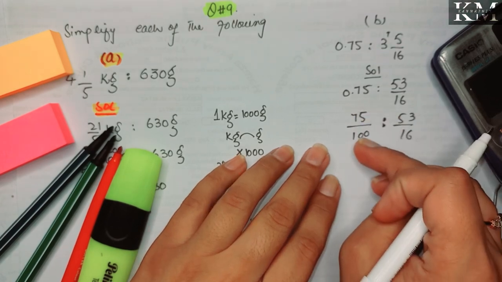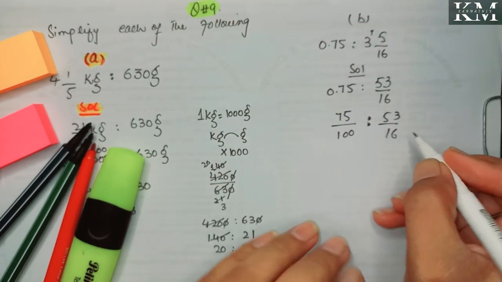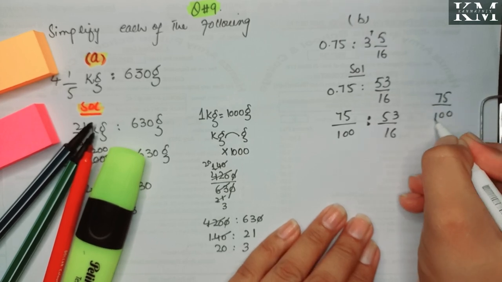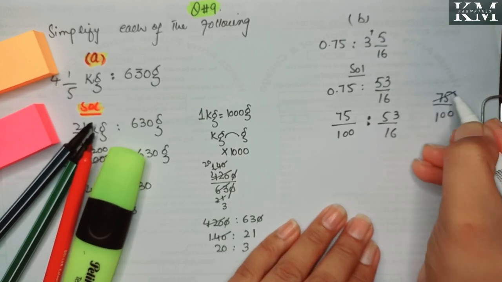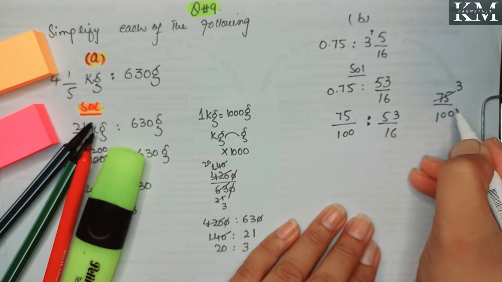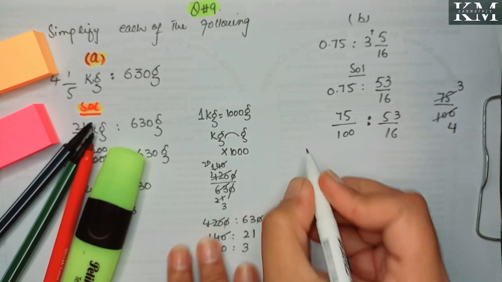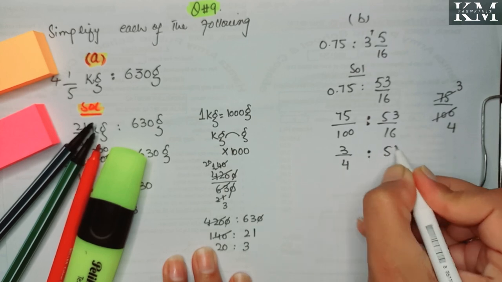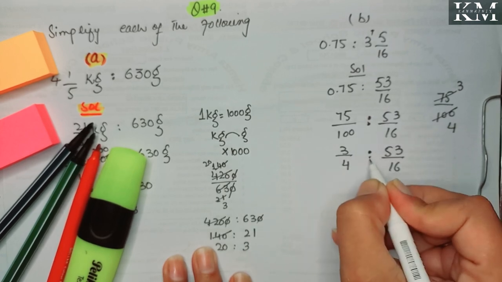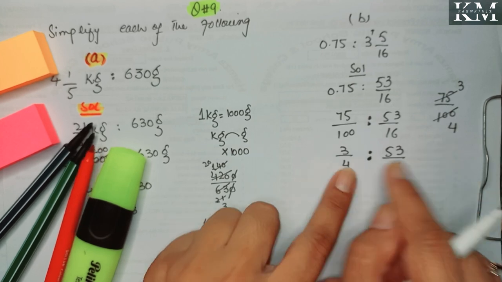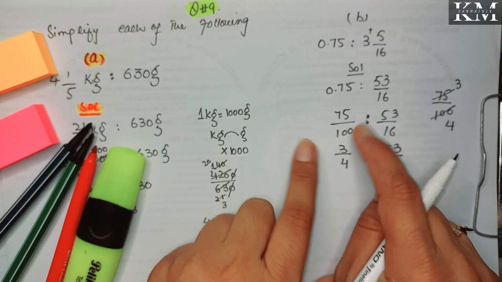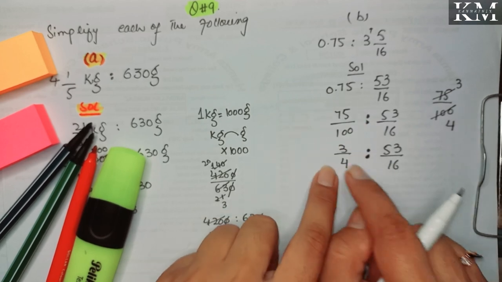75 by 100. How can we simplify it? 75 by 100, so we can simplify it by 25: 25 3 times and 25 4 times. So we will get 3 by 4, and here it comes 53 by 16. Now easily we can take LCM. We can take LCM here too, but I have simplified it further, and now we can take LCM.